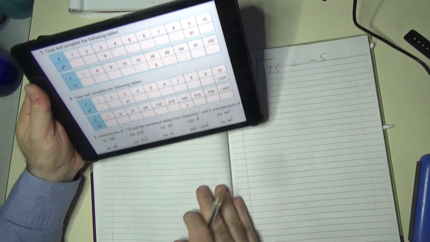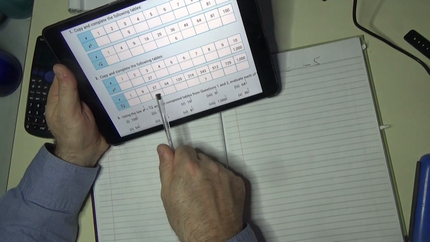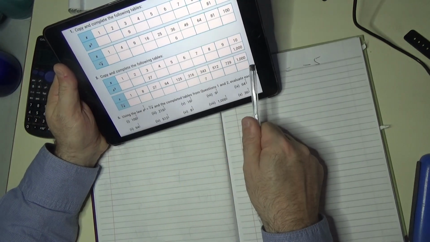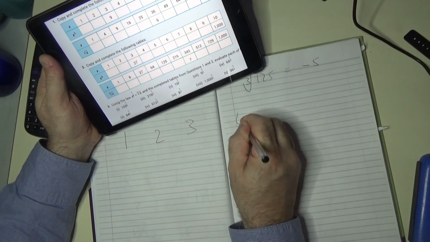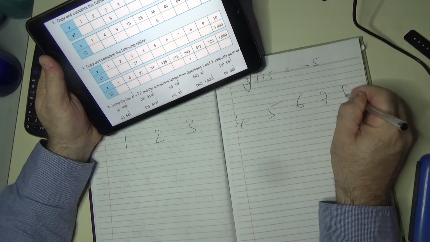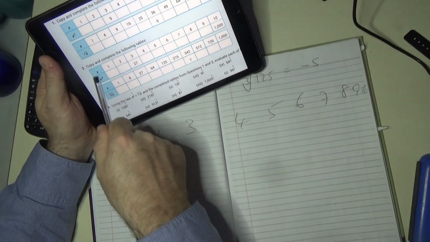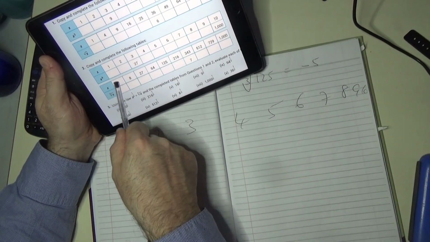Okay. So what we're looking at is the first perfect cubes. So the answers are literally 1, 2, 3, 4, 5, 6, 7, 8, 9, and 10. So again, these are opposites to each other.